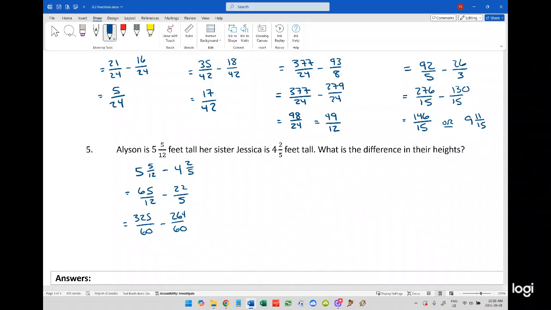And 325 minus 264 is 61/60ths. This one's really easy to change back to mixed if you want to. That's 1 1/60th. So Allison is 1 1/60th feet taller than Jessica, or Jessica is 1 1/60th feet shorter than Allison.